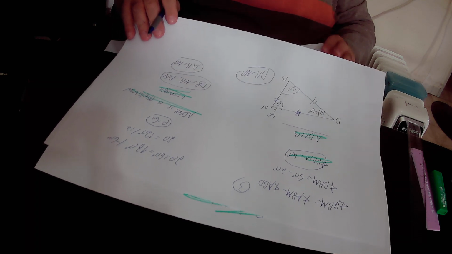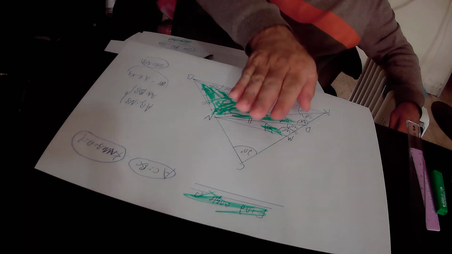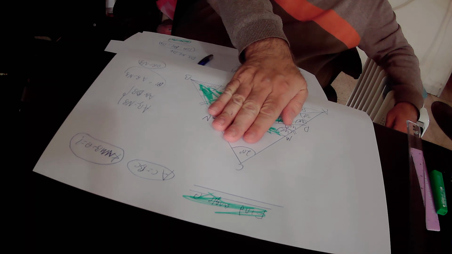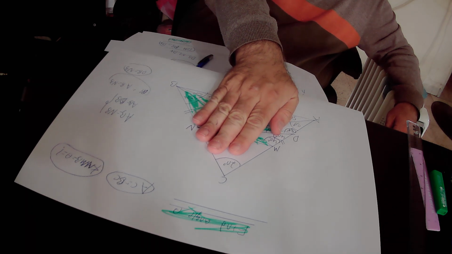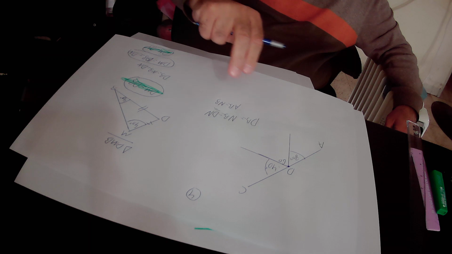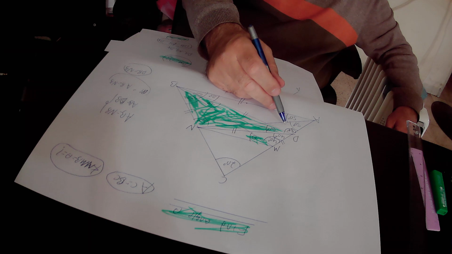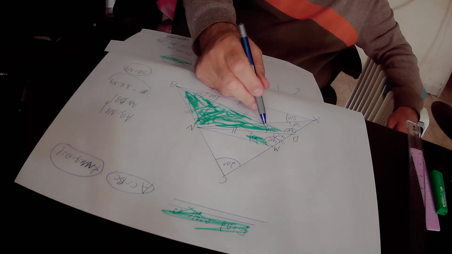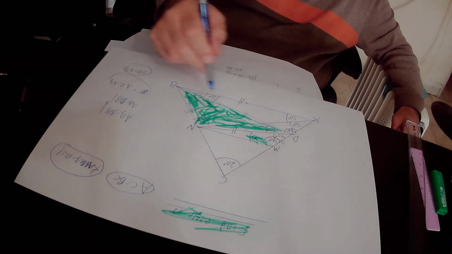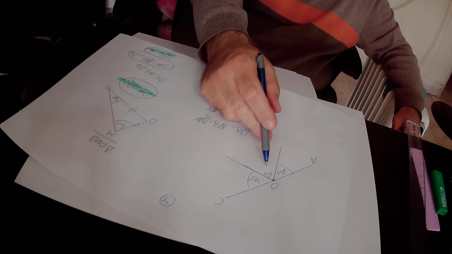Then we focused on this side of the straight line CA at point D. On this side of the line CA at point D, this angle is equal to 80 degrees. This angle equals 60 degrees because it is one of the three angles of the equilateral triangle DNB. Again, this angle equals 80 degrees, this angle equals 60 degrees.